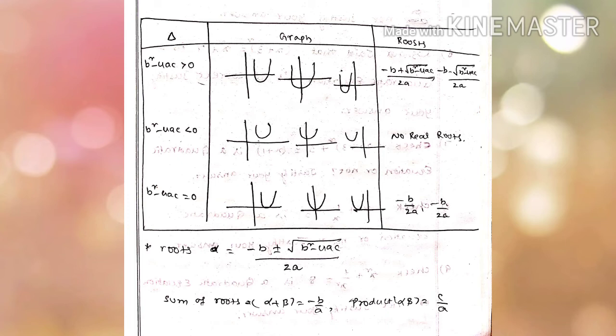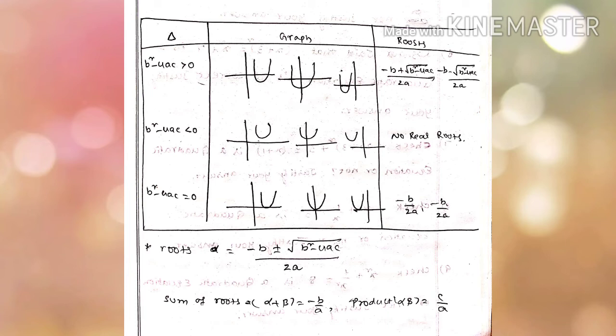In the case of less than 0, it does not intersect the x-axis at any point. So there is no intersection point, so there are no real roots for that. If it is exactly 0, in such a case you can observe the graph. It intersects the x-axis at one and only one point. So that is called the root. Right? Now the next one.